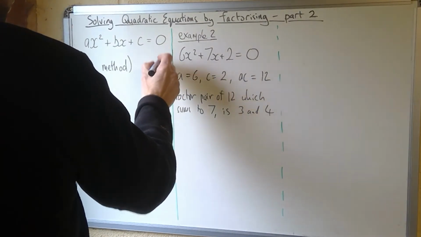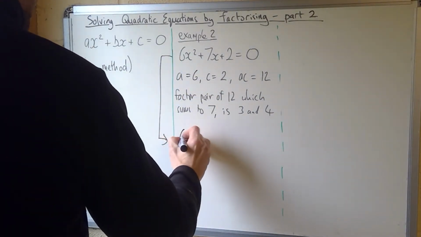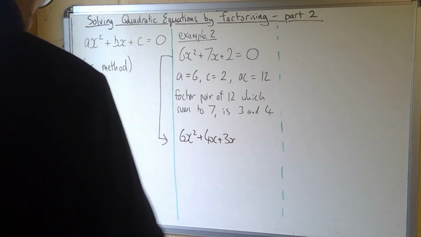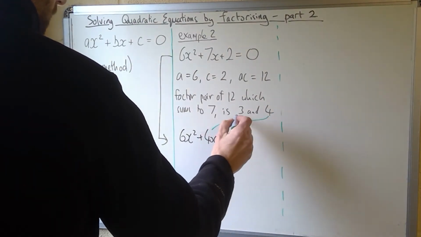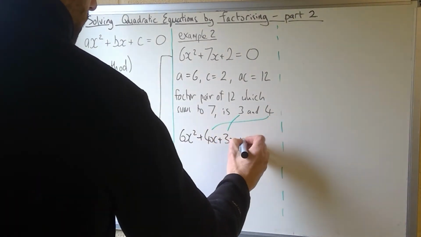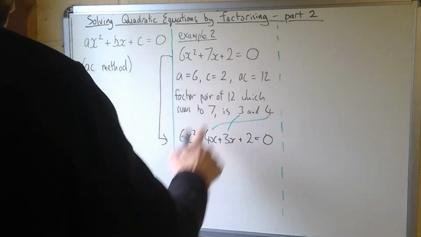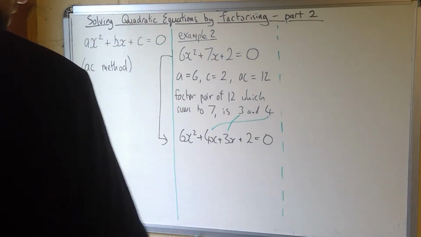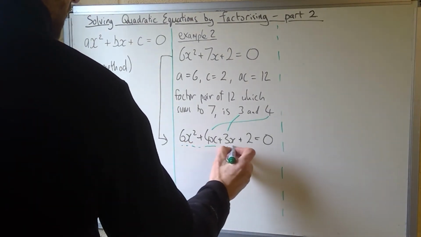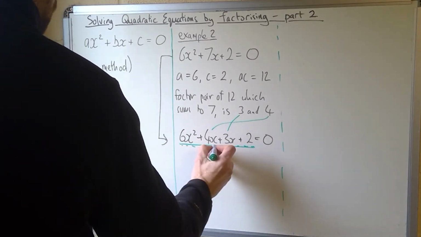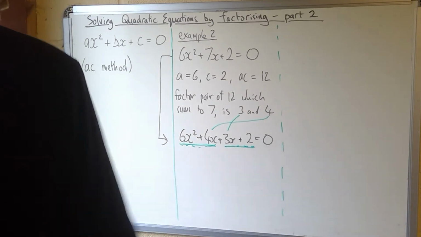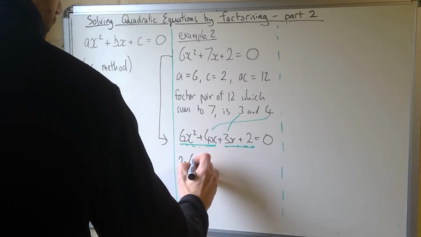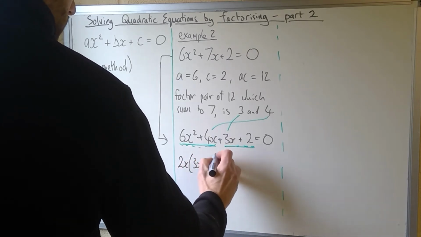So what I do is I rewrite this quadratic equation as 6x squared, that bit stays the same, plus 4x plus 3x. I get these values from here, plus 2 equals 0. So it's exactly the same quadratic equation. I've just separated this 7x into 4x and 3x. My next stage is to factorise these two sections separately. So I'm going to do a partial factorisation by finding the highest common factor. Highest common factor here is 2x. So when I factorise that, I get 3x plus 2.